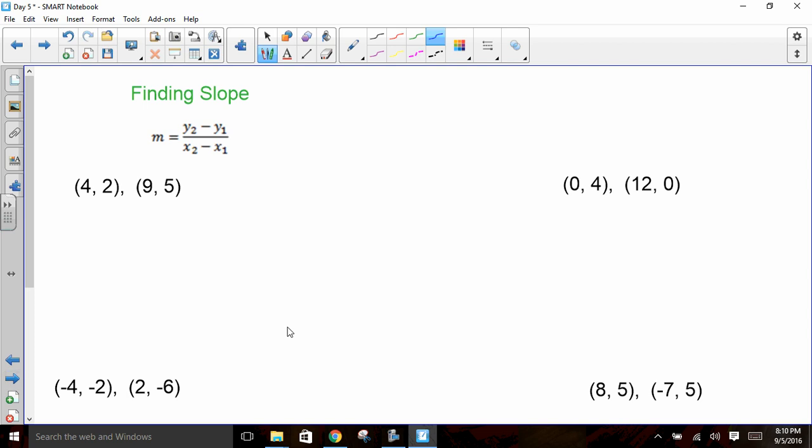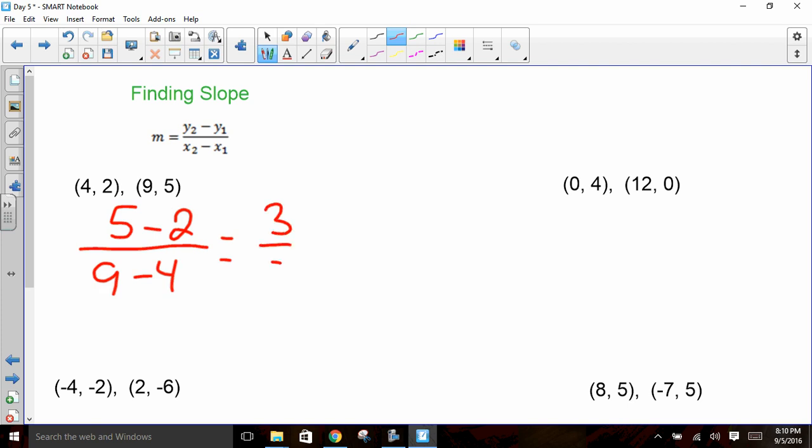Okay, so we're going to find the slope. I know we have done this before. This should be easy, but again, we want to refresh our memory. So y2 minus y1, so that means I'm going to take my 5 because it's my second one, minus 2 over x2 minus x1. So x2 is my second x value. So 5 minus 2 is 3. 9 minus 4 is 5. I asked myself, can I reduce it? Nope. That's going to be my answer.